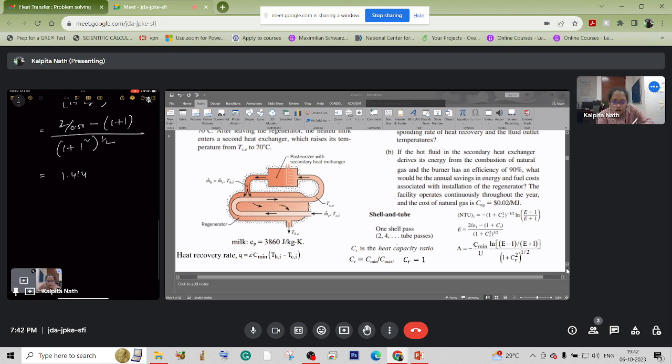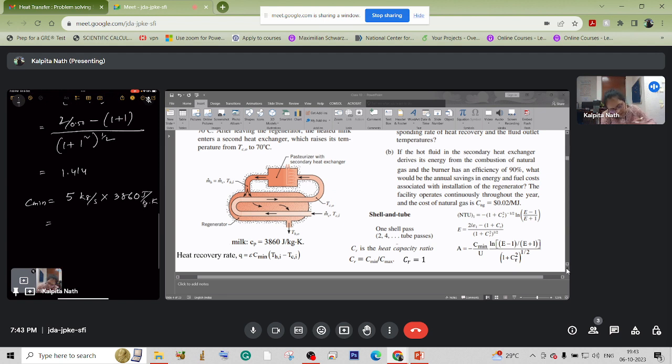Now, what do we need? We need C minimum, which we need to calculate first. C minimum is m Cp, where m is in kg per second, and Cp is 3860 joule per kg Kelvin. So what we have calculated is 19300 watt per Kelvin.